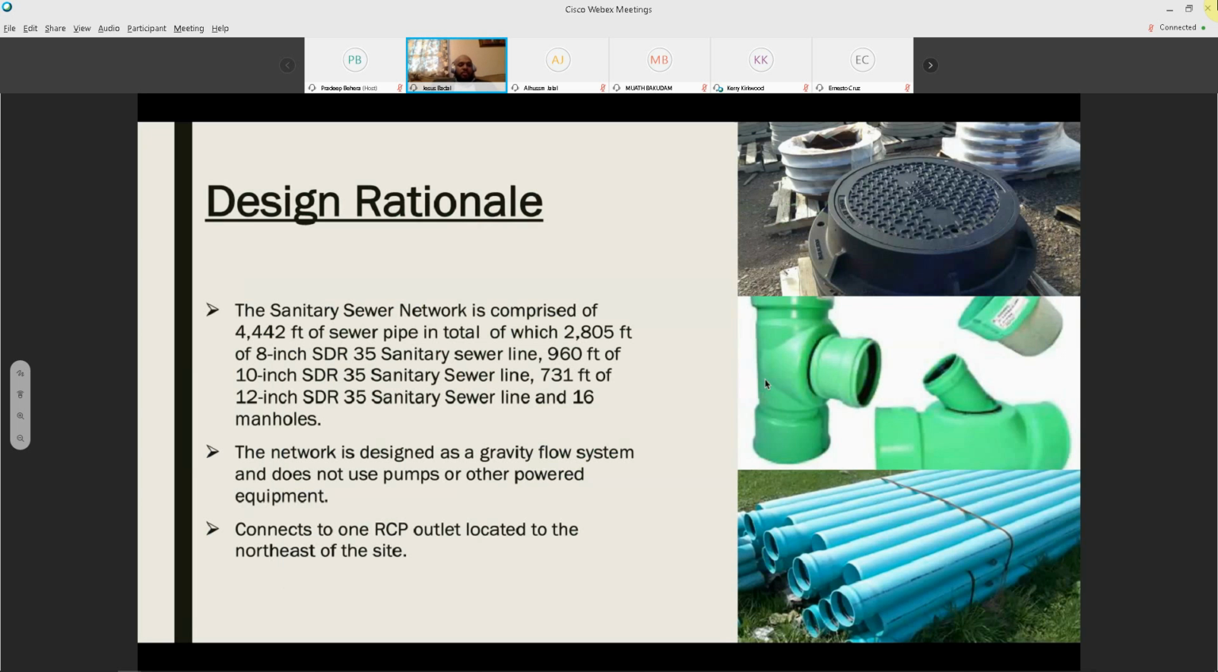So our design rationale: in total, we had 4,442 feet of sewer pipe to take care of the site. 2,805 feet of it is 8-inch, 960 feet would be 10-inch, and 731 feet would be 12-inch. They are all SDR 35, which is in code according to the Montgomery County Code. There will be 60 manholes for each section. The network is designed as a gravity flow system and does not use pumps or powered equipment, and it connects to the RCP network. Next slide, please.